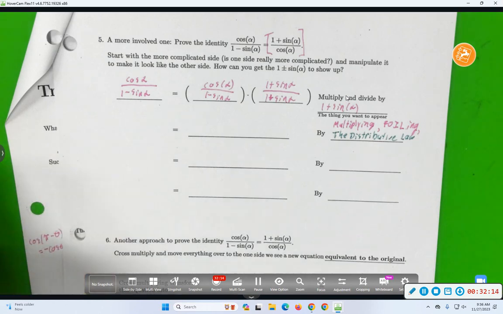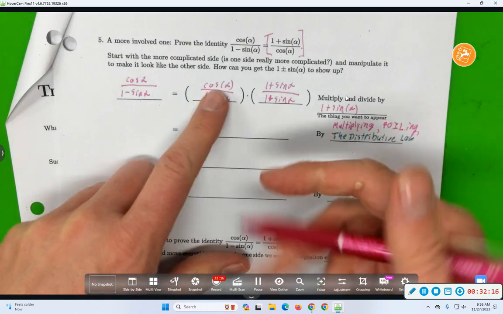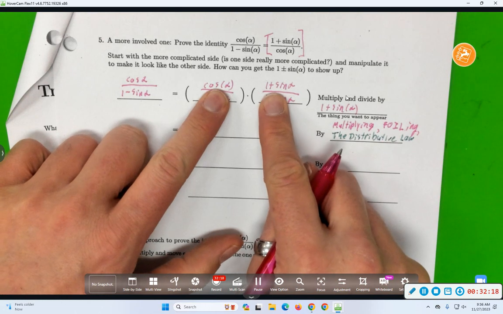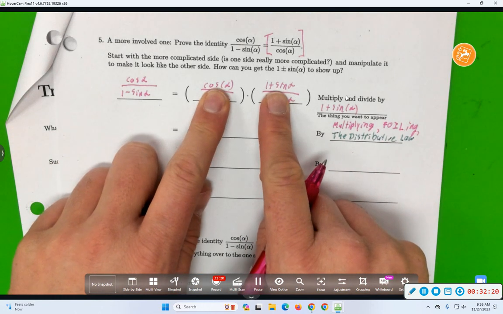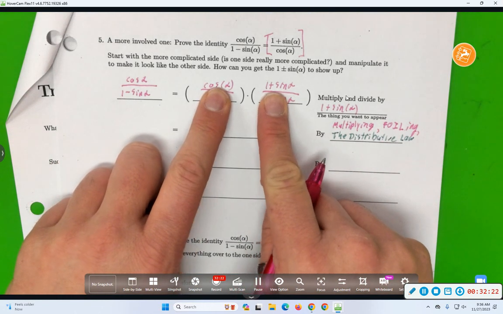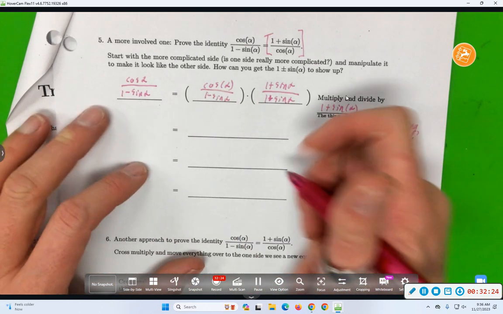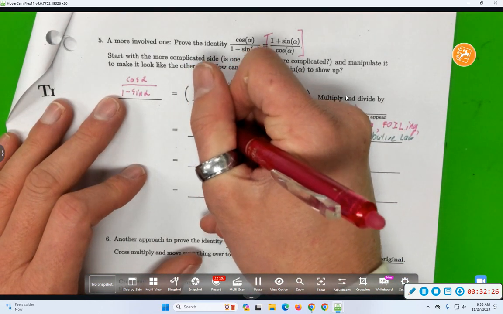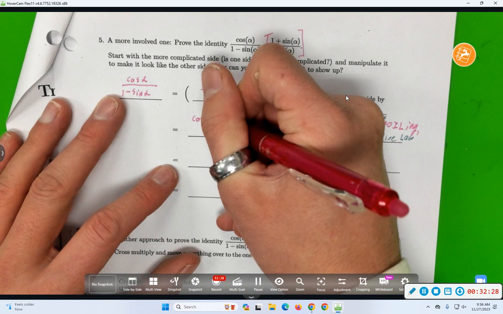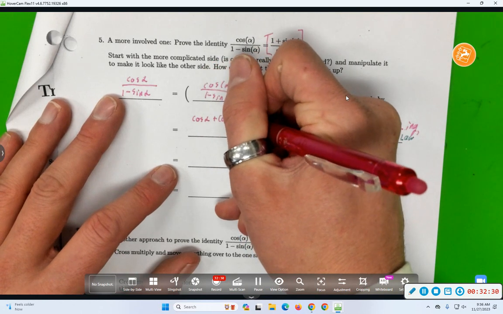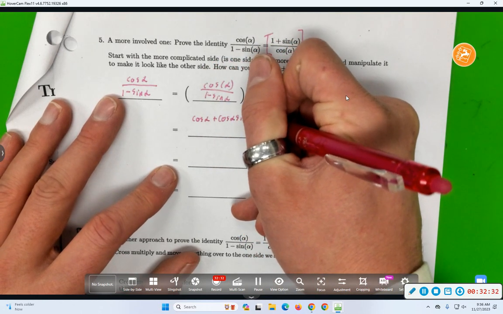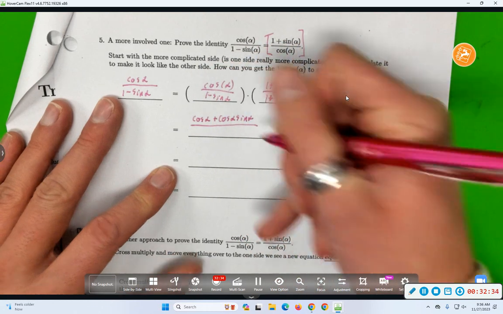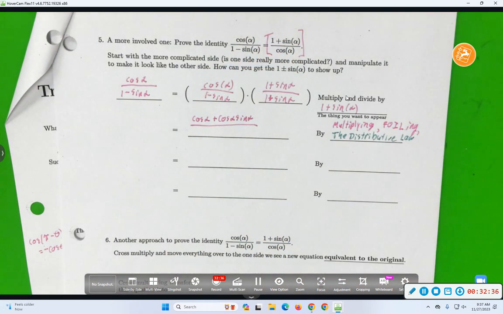Let's distribute this out. So when you distribute out the numerator, it looks like cosine of alpha plus cosine alpha sine alpha. What do you get when you distribute out the denominator?